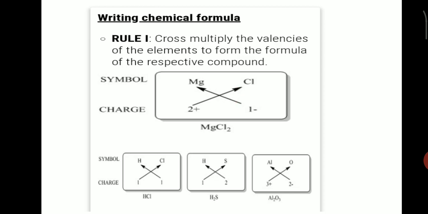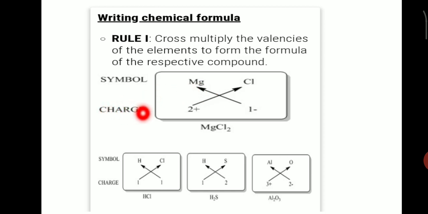Oxygen is changing into oxide. Bromine is changing into bromide. Iodine is changing into iodide. Sulfur is changing into sulfide, like that. So, first of all, we write the elements' symbols.